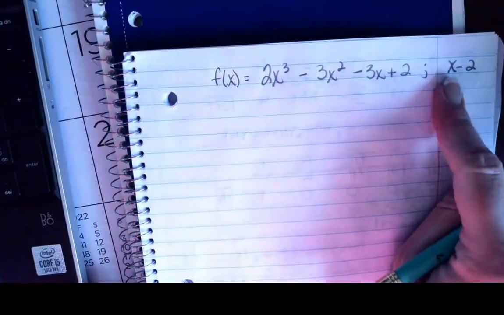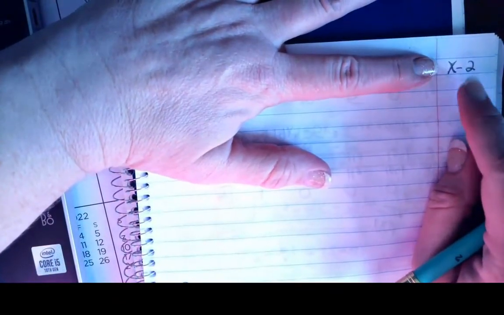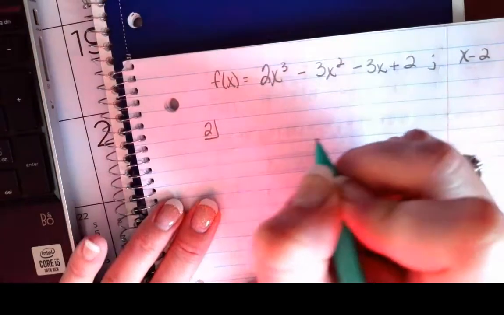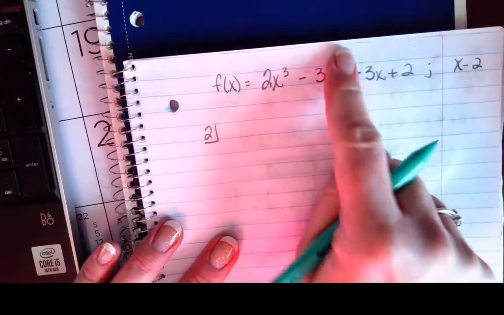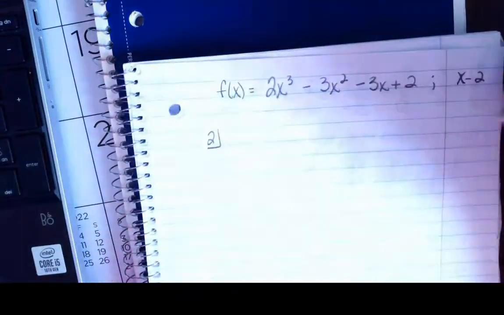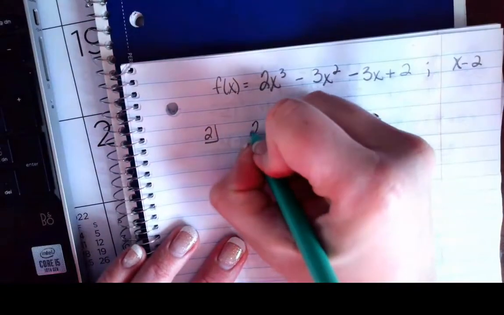So can I divide by x minus 2 using synthetic division? Yes, I can. This is an x to the first with a coefficient of 1, so I'm going to put a positive 2 in the little box. I've got an x cubed, x squared, x to the first, no x to the zero. Okay, there we go. No missing powers, so I don't need any placeholders. I can just walk this whole thing down.